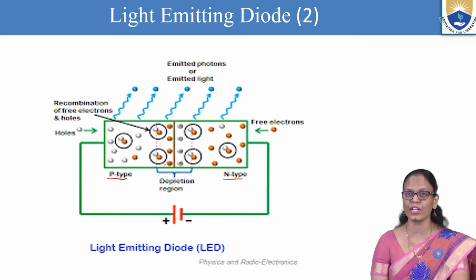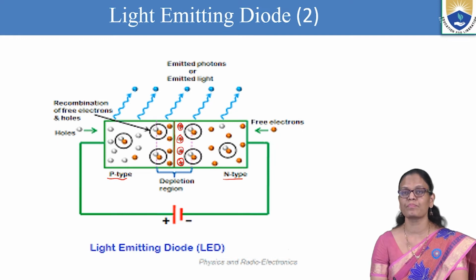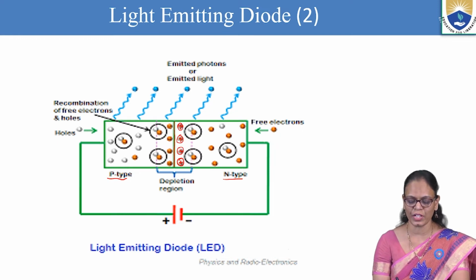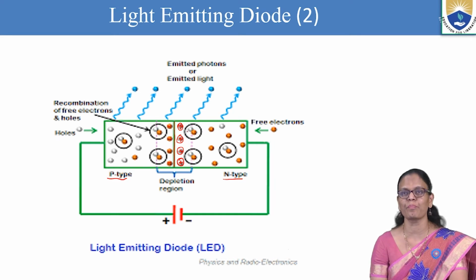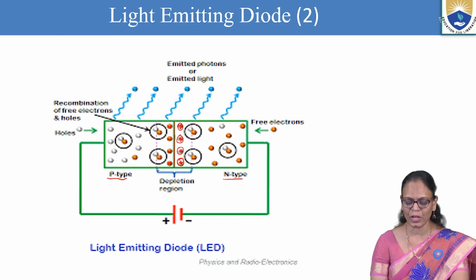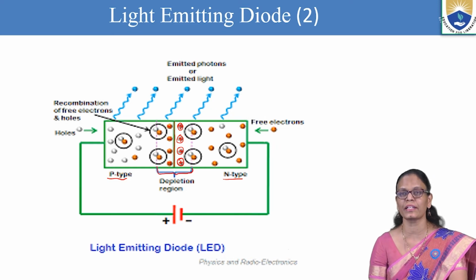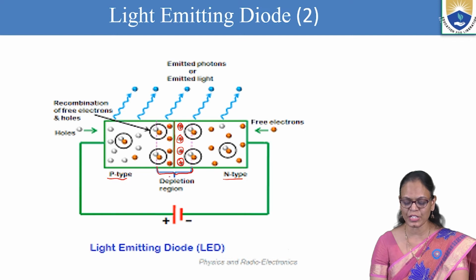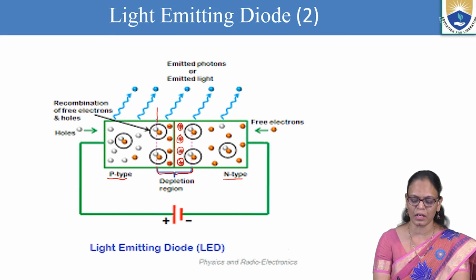When this diffusion happens, immobile ions are developed on either side of the junction: negative ions on the P side and positive ions on the N side. Because of this, a depletion layer is formed. The depletion layer will be free of charges, and because of these positive and negative ions, a potential barrier is formed.